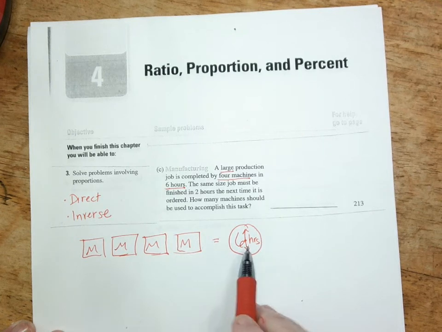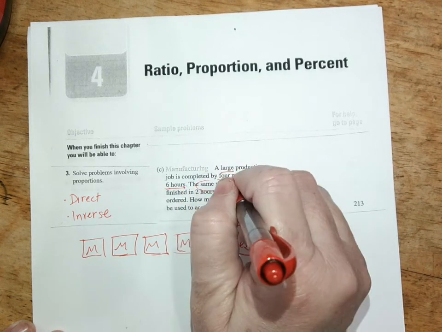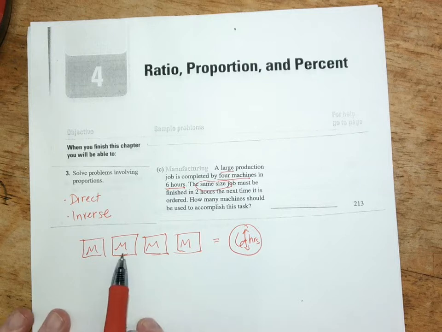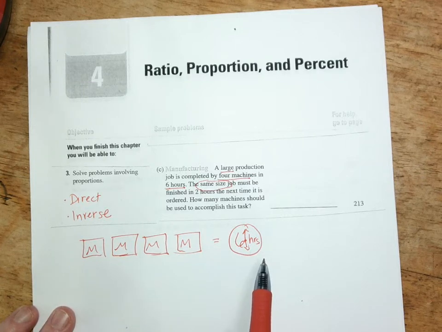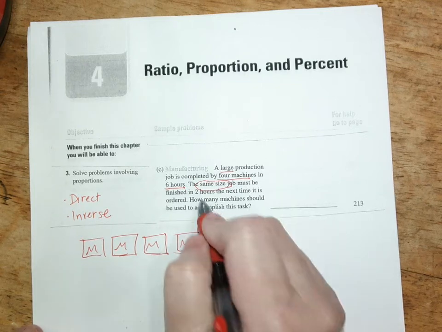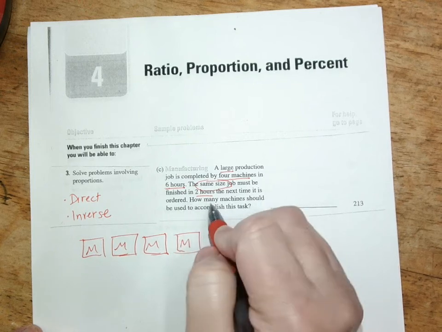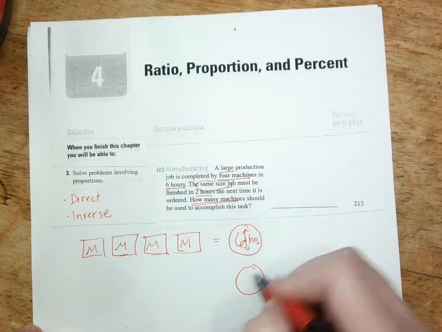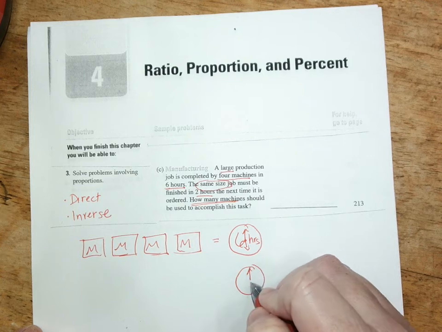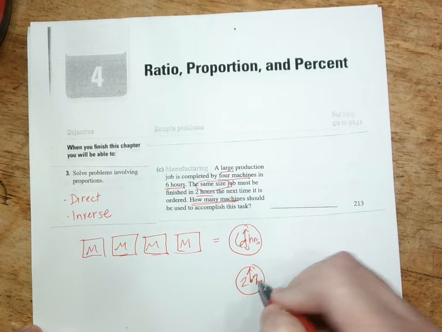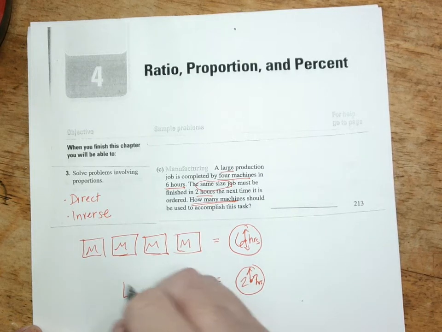So that means we got an equality here. So this ratio of 4 machines in 6 hours must be the same size job, must be finished in 2 hours the next time it is ordered. How many machines? So, same job, this time 2 hours, and we want to know how many machines. How many of these? We don't know.